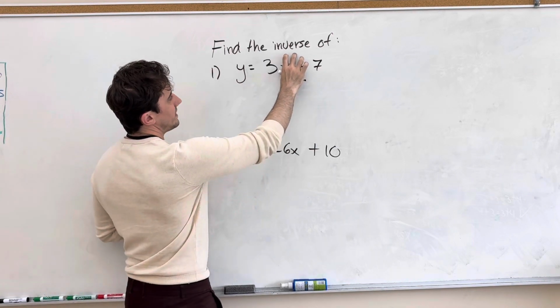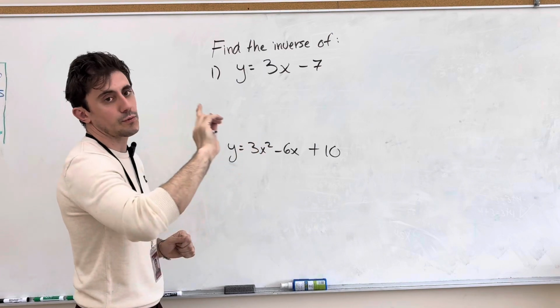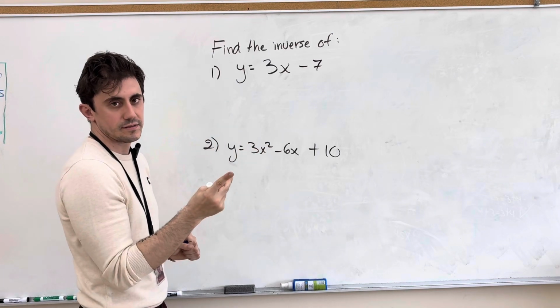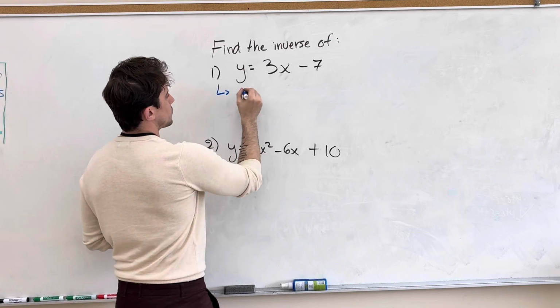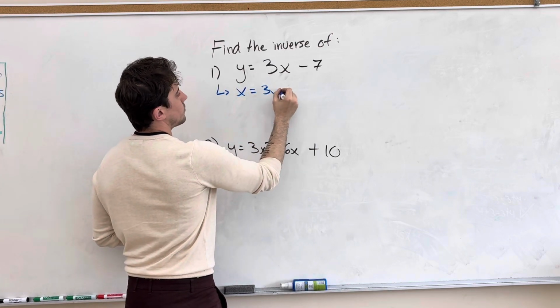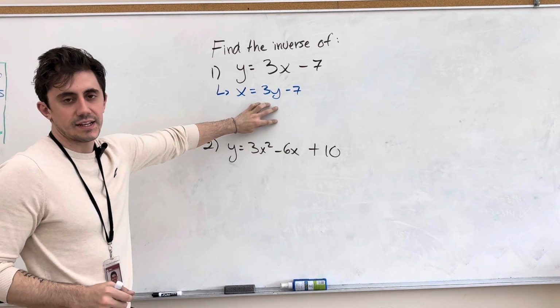So anytime we want to find the inverse of a relation, we swap the x and y, and then we re-isolate the y. Okay. So first, we're going to swap x and y. X is therefore equal to 3y minus 7. And now we're just algebraically re-isolating for y.